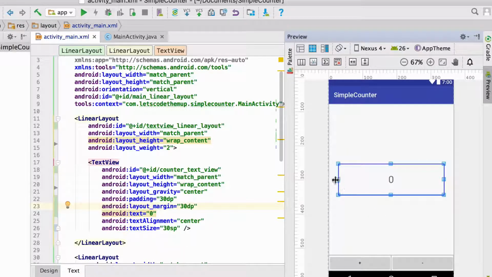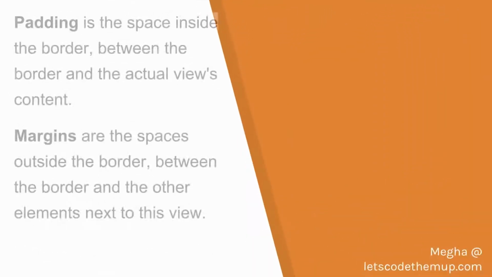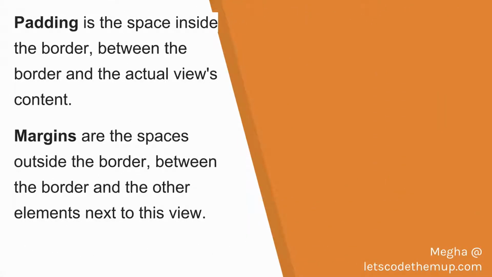Again, when we click the text view, there is a space on the sides that is between the text view box and the linear layout which was not there before. So how does this padding and margin work?